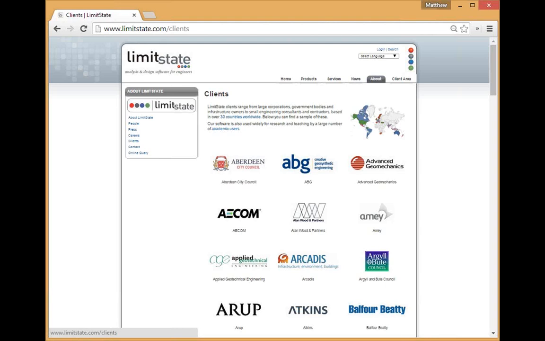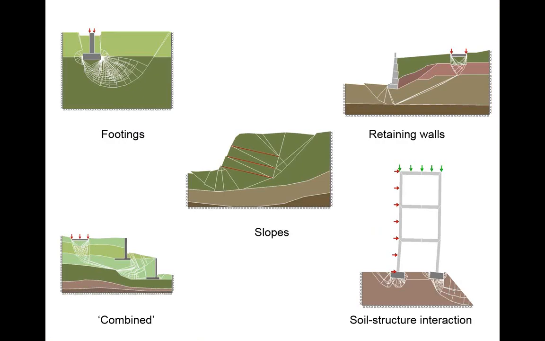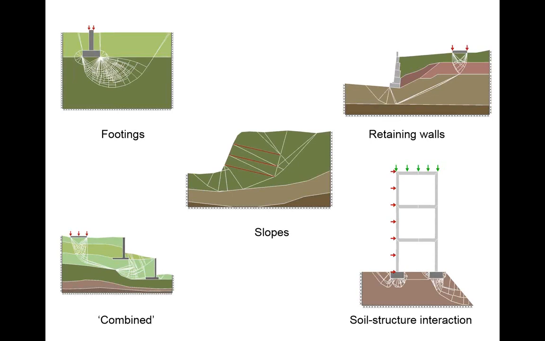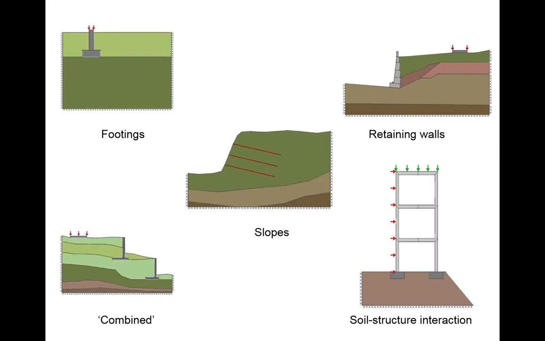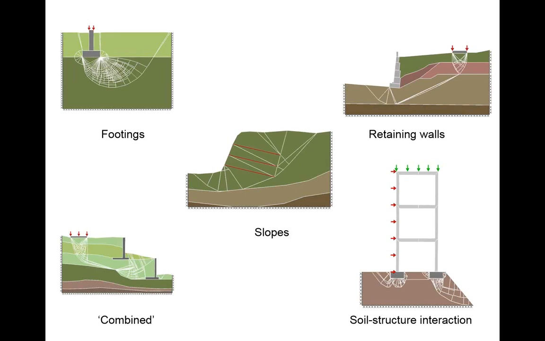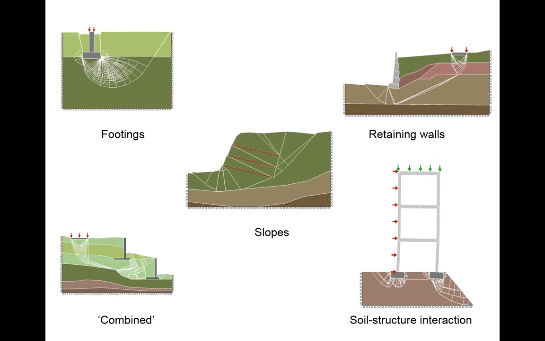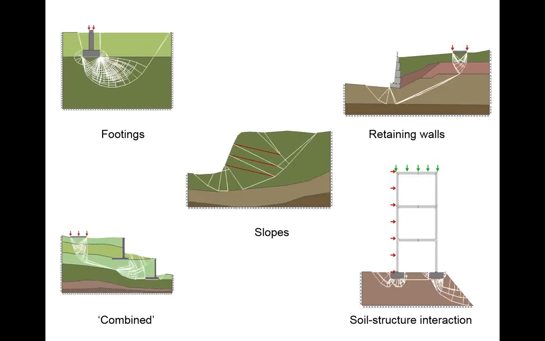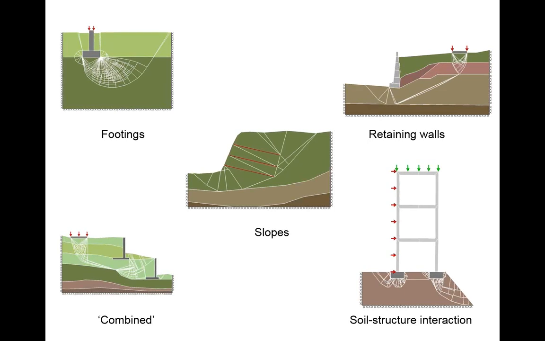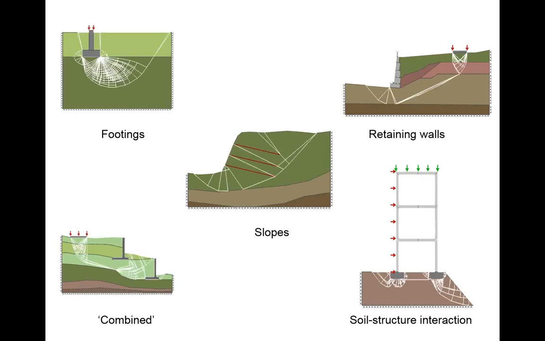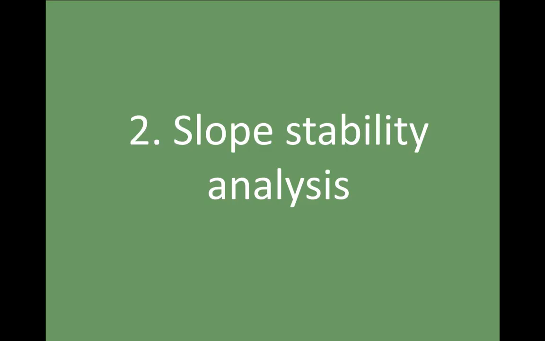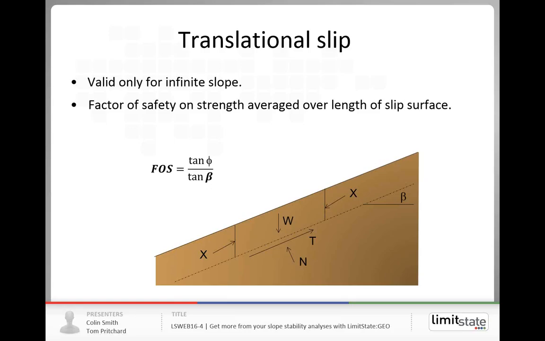If you've used the software before, LimitState GEO is a general-purpose ultimate limit state software, able to determine the collapse state for any problem geometry and able to model slopes, retaining walls, structural elements, and soil reinforcement as shown in some of these examples. Our aim today is to focus on slope stability analysis. Now, I'll just take a brief overview.